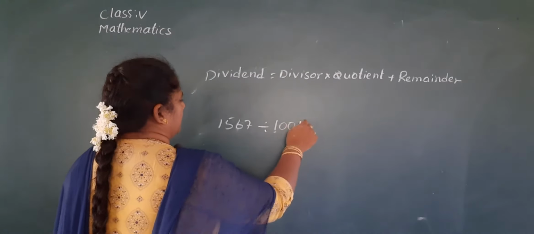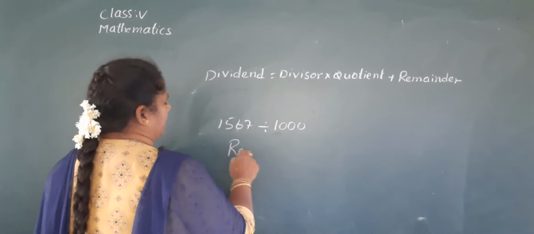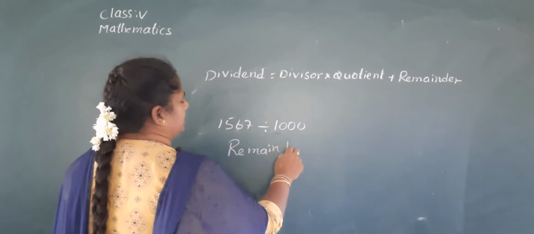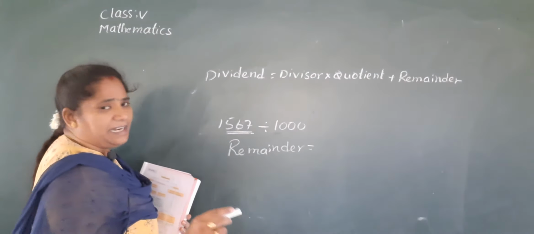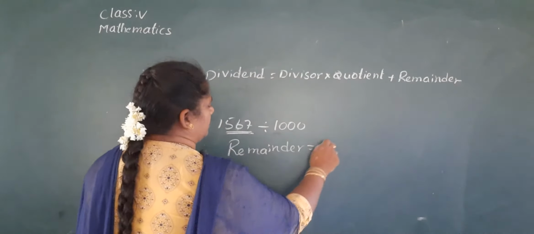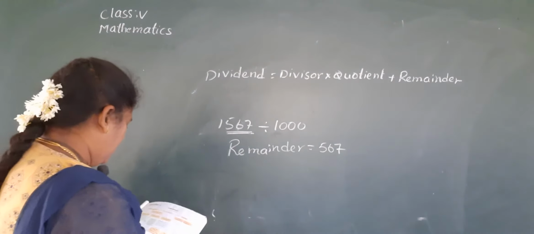1567 is divided by 1000. What will be the remainder, children? Yes, the remainder is equal to the last 3 digits. So if the given number is divided by 1000, then the last 3 digits are the remainder.